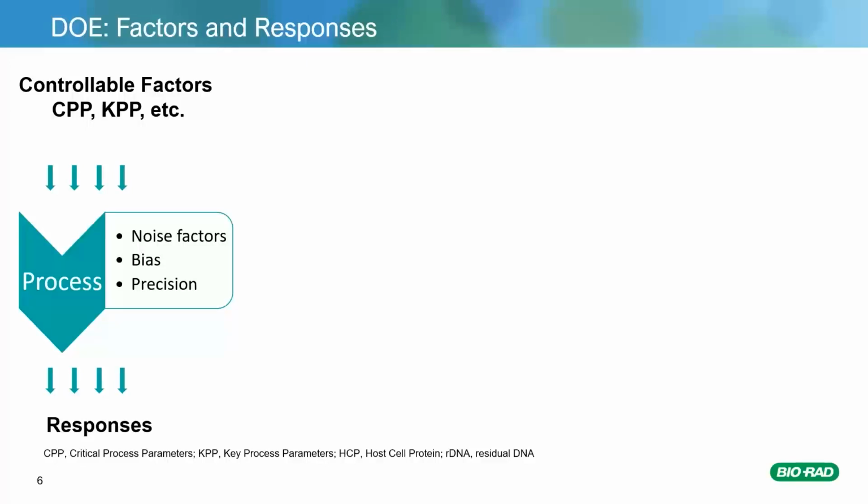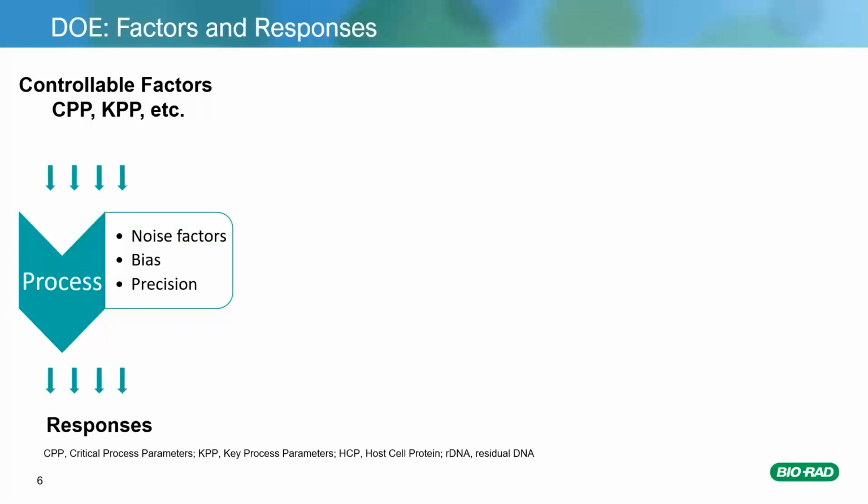Processing of biologics involves complex mechanisms. Each processing unit has unique noise factors, biases, and level of precision. Therefore, it's important to include at least 3 center points to assess process variability. Also, a high variability of analytical methods might play an important role in assessing the DOE data.